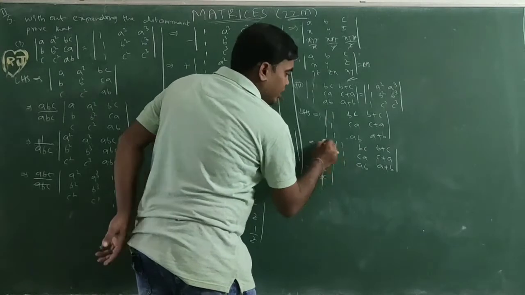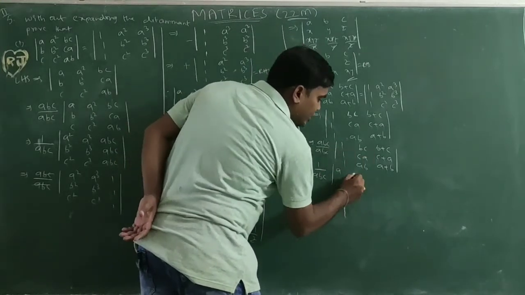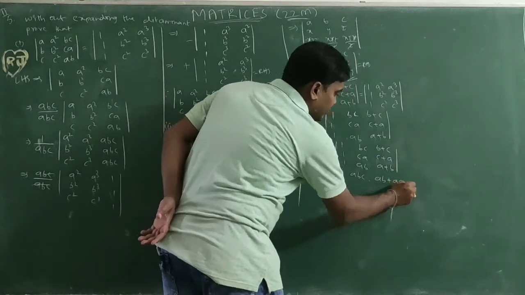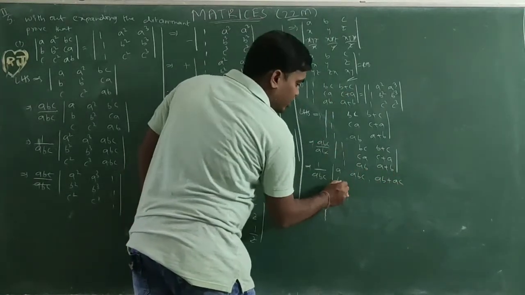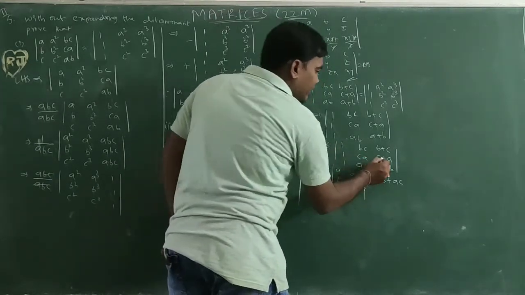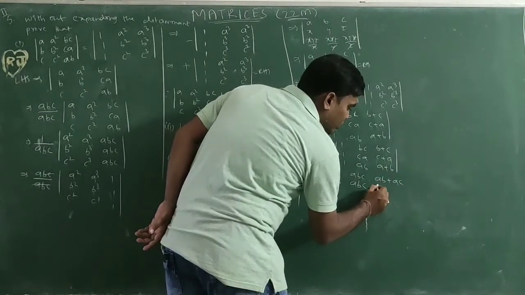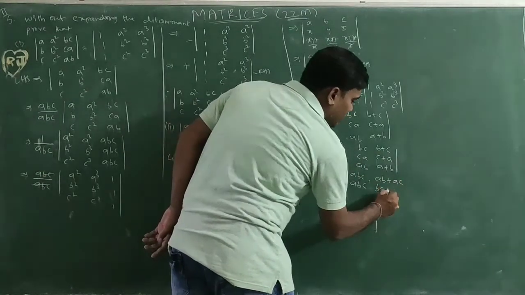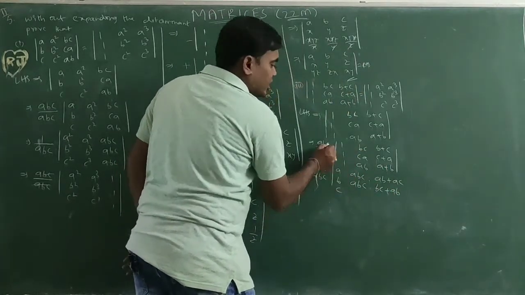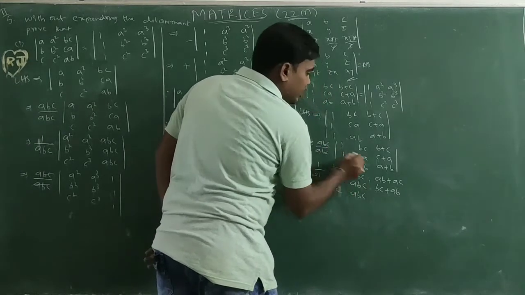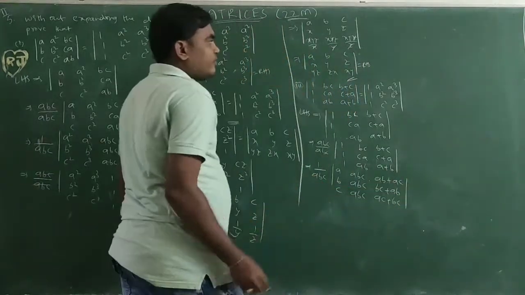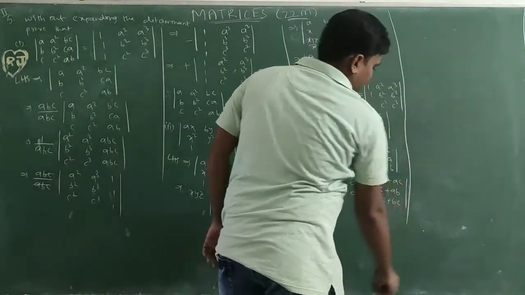So 1 by abc is the denominator. A is the first row: a into 1 is a, a into bc is abc, a into b plus c is ab plus ac. Next, b into 1 is b, b into ca is abc, b into c plus a is bc plus ab. Next, c into the third row: c into 1 is c, c into ab is abc, c into a plus b is ac plus bc.